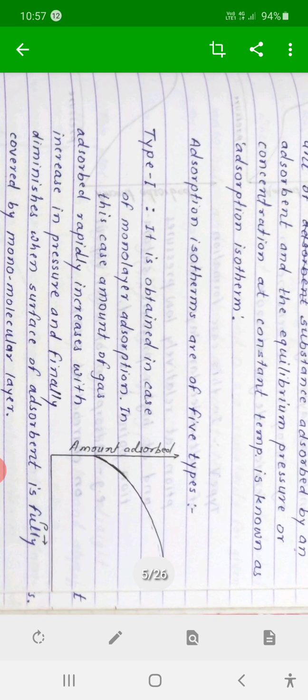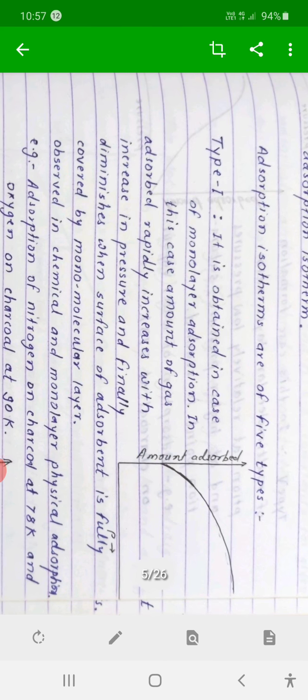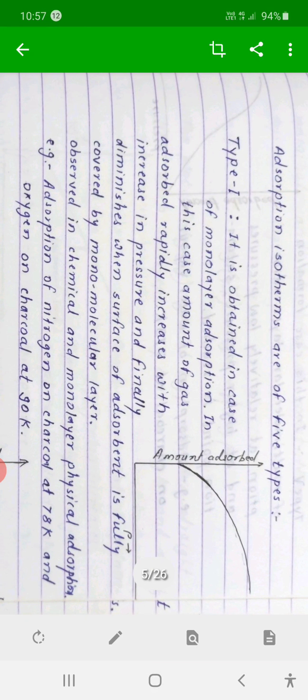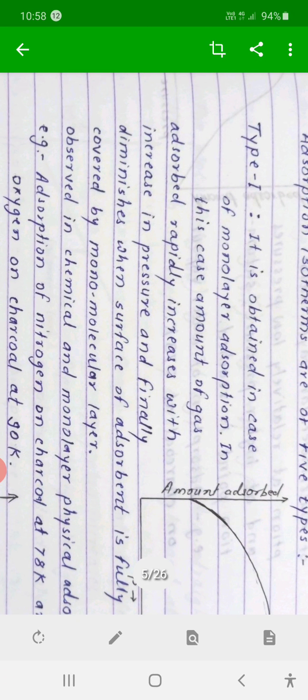Then types of adsorption isotherms. There are 5 types. We discuss first type 1, which one is shown in this diagram. This type 1 is often observed in case of monolayer adsorption process. Monolayer on the surface of adsorbent, that adsorbate gases form monolayer only.